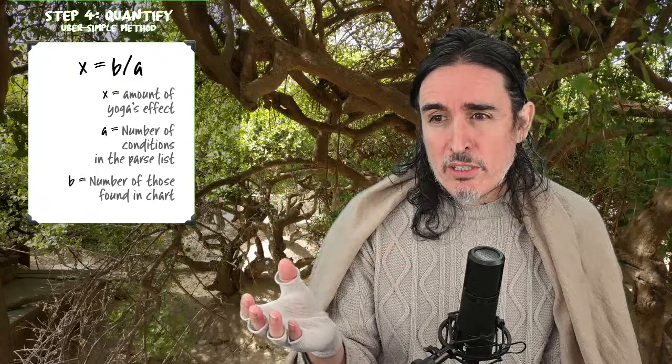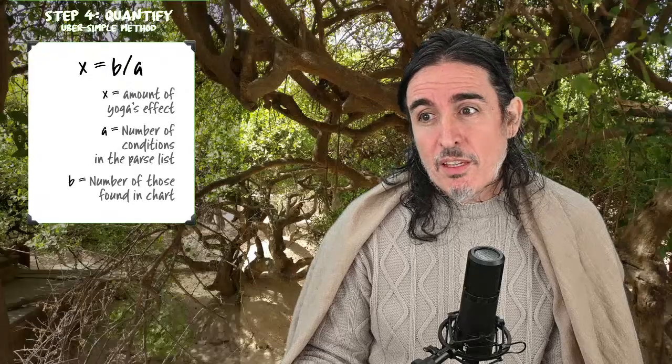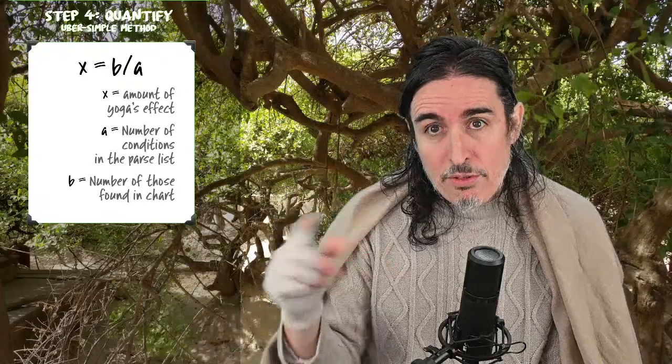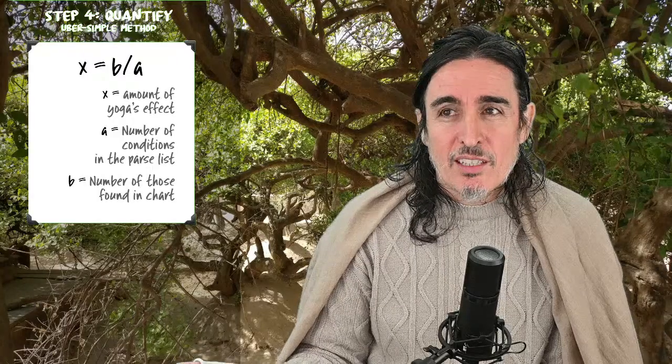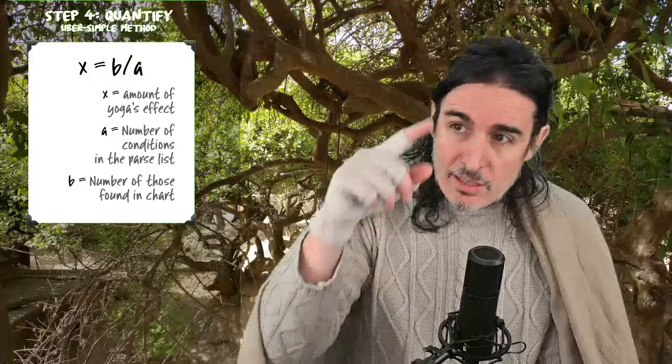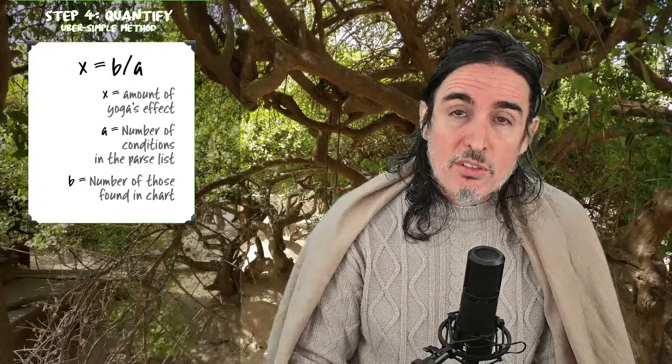Like the fat yoga is simple. A would be 3. There's 3 possible conditions. If only one is met, then it's 1 over 3, 1/3 of the fatness. If 2 of the conditions are met, then it's 2 over 3, 2/3 fat. And if it's 3 over 3, then it's 3/3 fat.